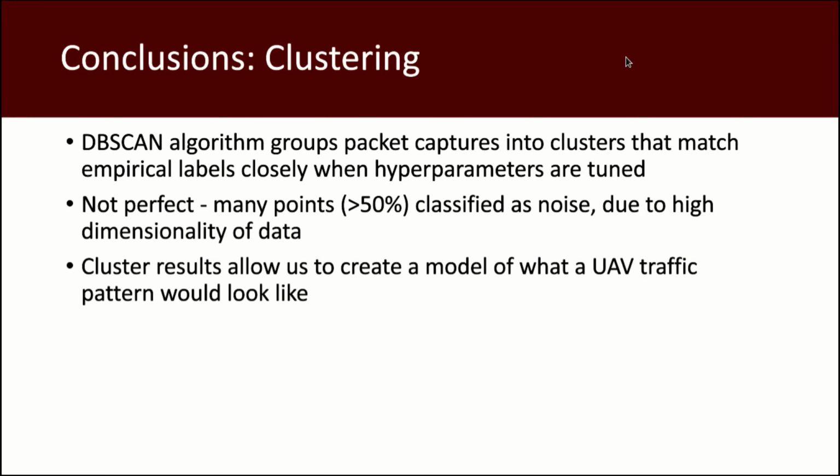In conclusion, the dbScan algorithm groups packet captures into clusters that match the labels when the hyperparameters are properly tuned. However, it's not perfect because many points are classified as noise due to the high dimensionality of our data. And with the cluster results, we can create a model of what a UAV traffic pattern would look like.